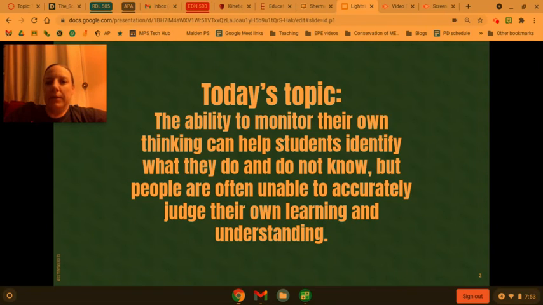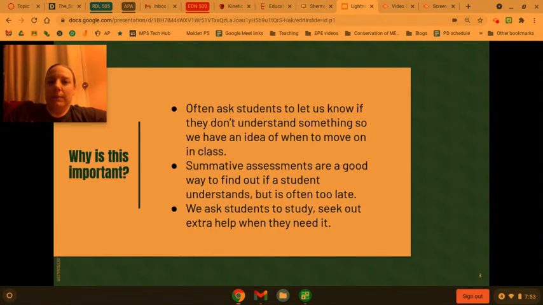The ability to monitor their own thinking can help students identify what they do and do not know, but people are often unable to accurately judge their own learning and understanding. I picked this topic because it reminded me of something that I learned in my last class, which was that students are famously unreliable on what they do and do not understand. So to ask them to self-report their understanding usually does not end accurately or well.